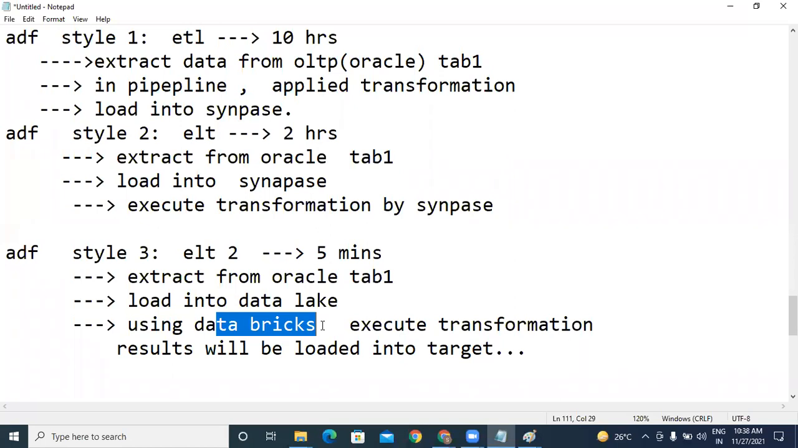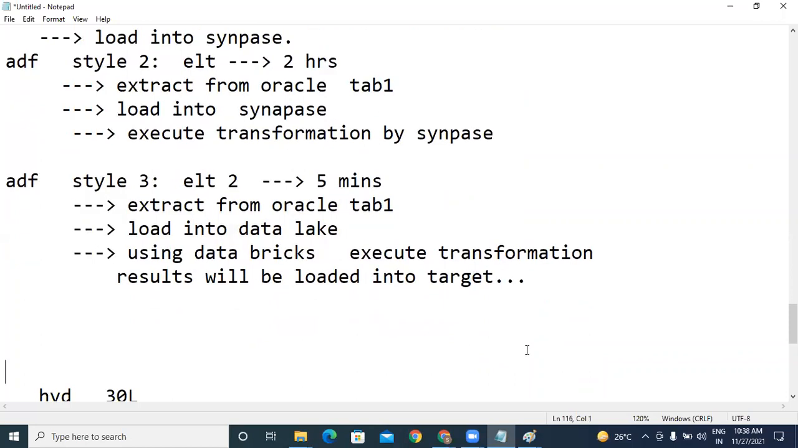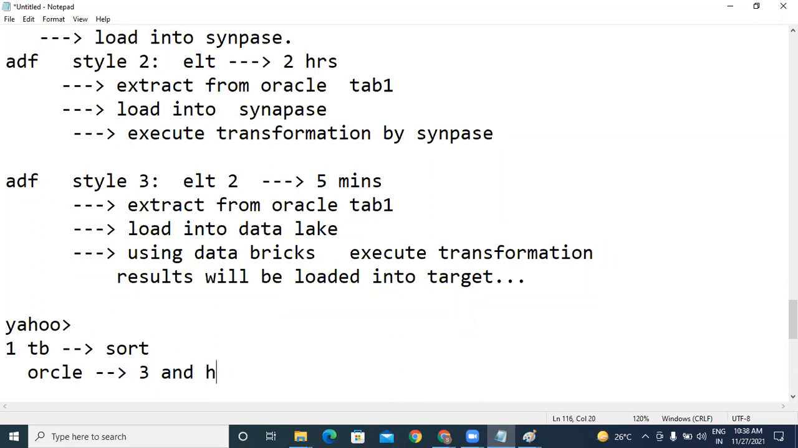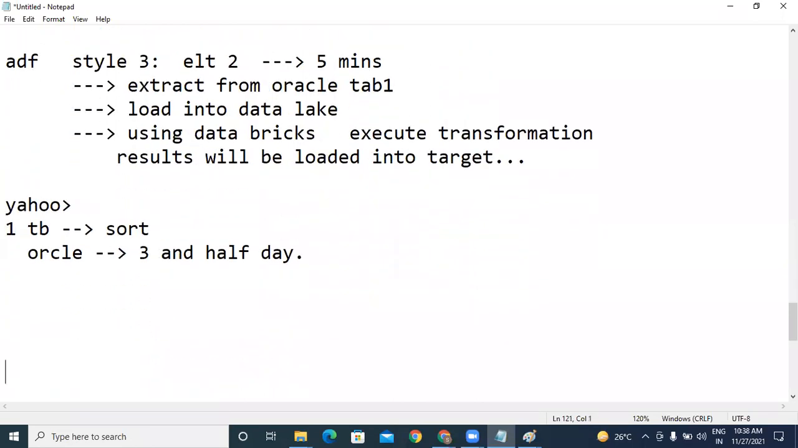A small industry example: a test conducted by Yahoo, yahoo.com, long back. The requirement was 1 terabyte of data, and the required operation was sorting, either ascending or descending. On 1 terabyte of data, Oracle consumed 3.5 days. Not hours, sir, 3.5 days. After that, they tested with Teradata.